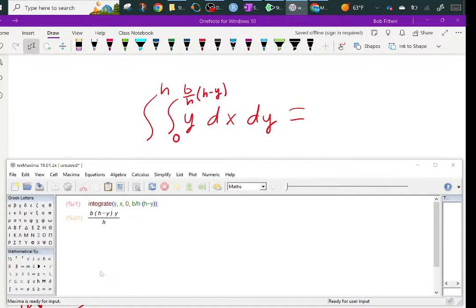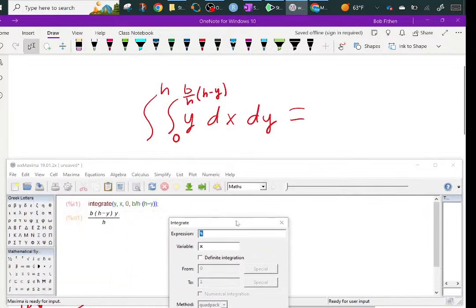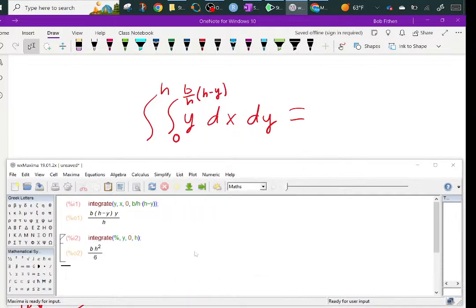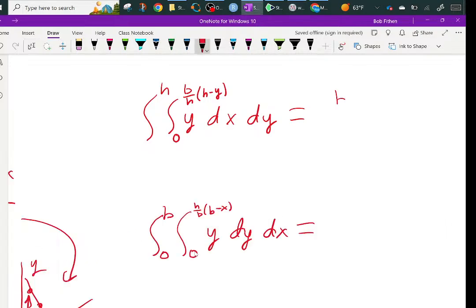Now, first of all, I've got to make sure I did that right. But let's do the integral of the outside. The percent means take the previous integral. We're integrating with respect to y. We're doing a definite integral, and that's supposed to be 0 to h. Then we enter it, and we get b h squared over 6. Now we're going to do this the other way.